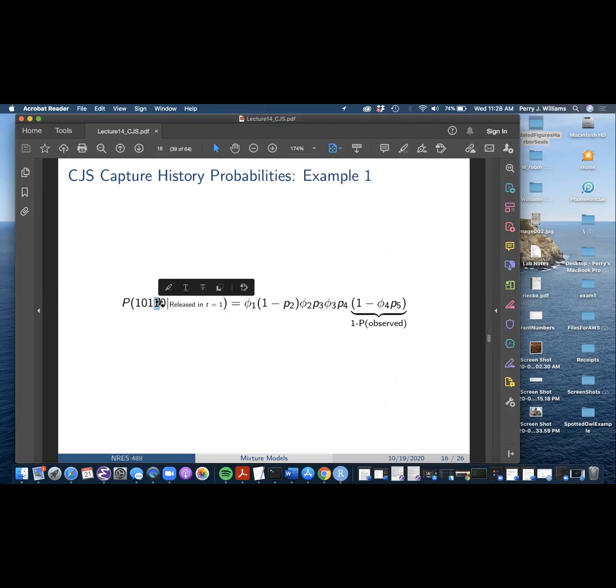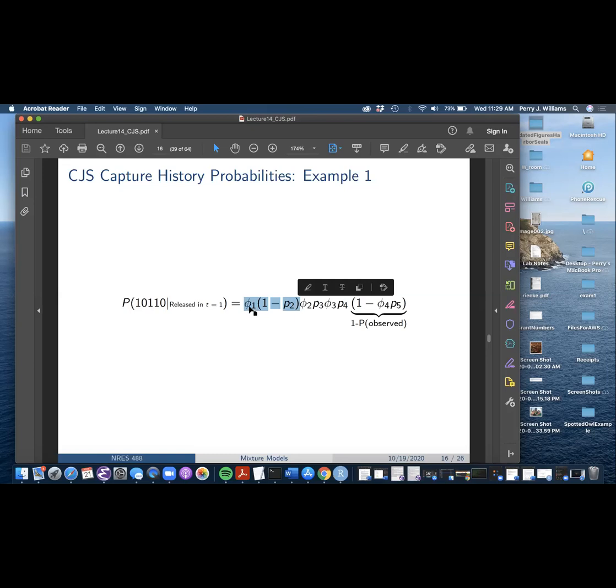We saw it this time, and then we didn't see it this time. So how would we write out this probability? I'm going to go through this example here to show how we do this. It's released in time period t equals 1. So this is our release time here. After we release it, we didn't see it, but we know it was alive. So the only way we could not see it but have it be alive is it had to survive and we had to not see it during that time period right here.